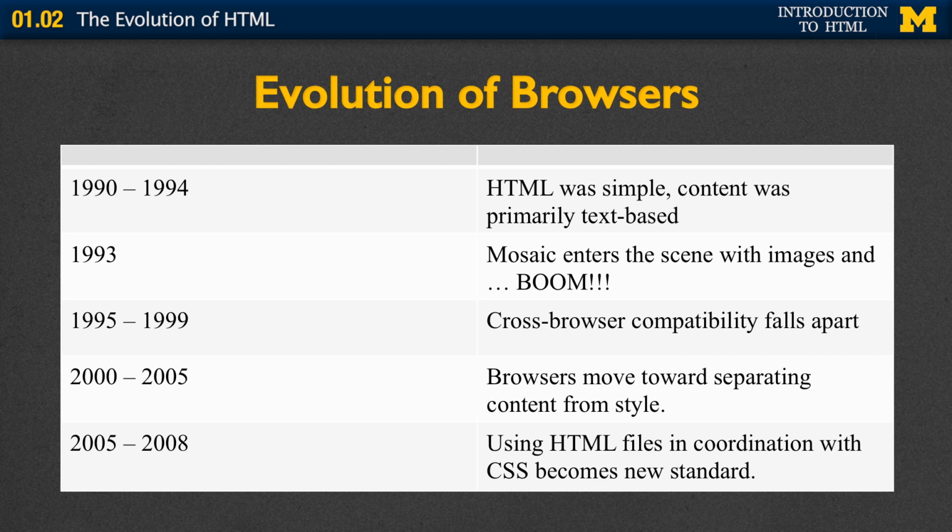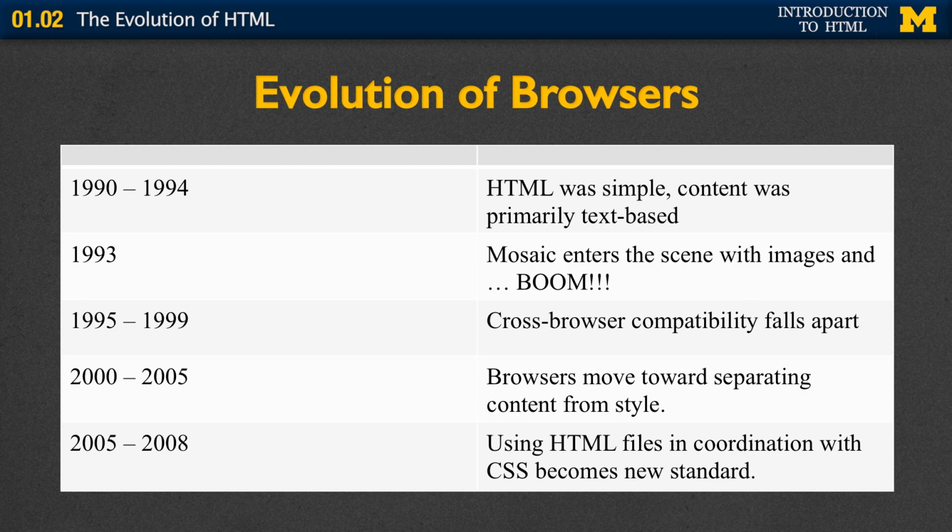We had this evolution of browsers that we've been talking about. In 1990 to 94, it was all very simple, text-based. In 93, we talked about how the images entered the scene and pretty much exploded the internet. Cross-browser compatibility made many of the web pages just fall apart and led to incredibly ugly code. In the beginning of 2000, browsers went back to this idea of separating content from style. And in 2005, it became standard practice to use HTML files, which we'll be learning about in this course, to create the content, and CSS files to style it.